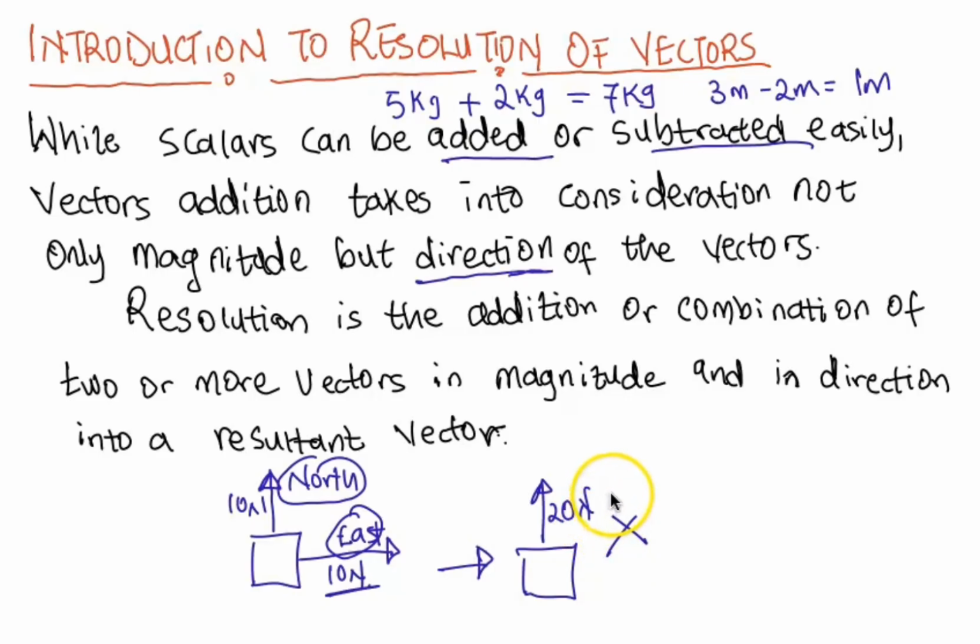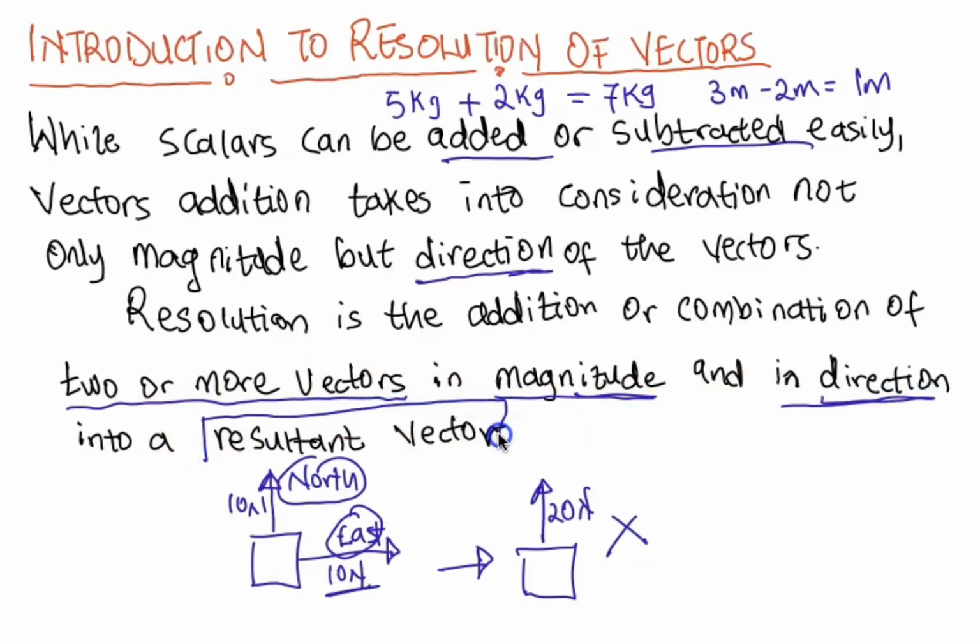So what is resolution of vectors? Resolution of vectors is simply the addition or the combination of two or more vectors. We are trying to add these vectors, but in doing so, you must add or subtract them in magnitude and then in direction. The final vector you are going to have is what is called a resultant vector. So in the exam, you could be told to calculate the resultant vector. The resultant vector is simply a combination of the vectors that you have been given.